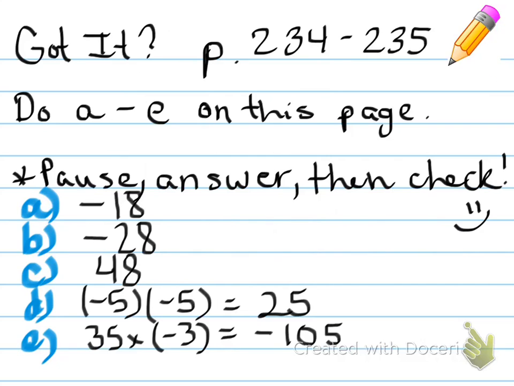Alright, now you should be able to see the answers to the got it's. Easy enough. Of the few that needed to be worked out, I tried to show you with the exponents and multiplying more than one number. So moving on.